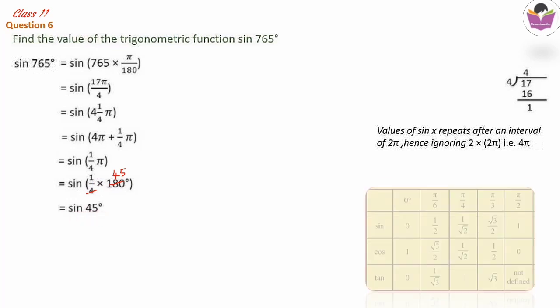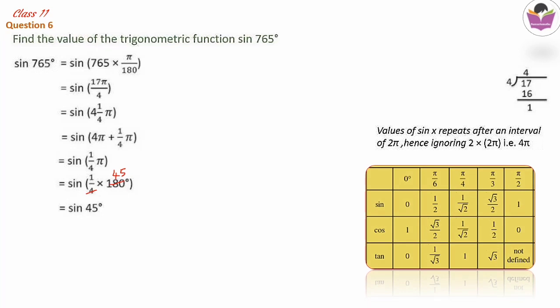And in the table of values we know 0, pi by 6, pi by 4, pi by 3, pi by 2. 45 degrees is pi by 4, so here itself we can write the answer directly using this table. How do we prepare this table? That is very important. 0, 1 by 2, 1 by root 2, root 3 by 2, 1. These 5 values you need to learn by heart.